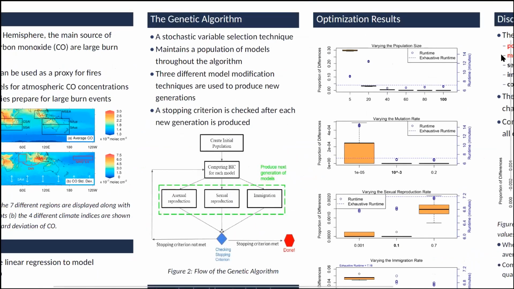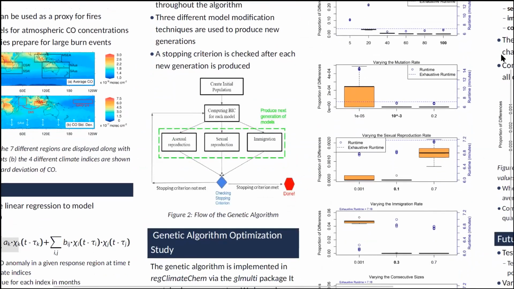So the genetic algorithm is a stochastic variable selection technique that maintains a population of models throughout the whole process. There are 3 different ways that models are produced for a new generation, and those are asexual reproduction, sexual reproduction, and immigration. After a generation is produced, a stopping criterion is checked. Here in Figure 2, we can see the flow of the genetic algorithm.